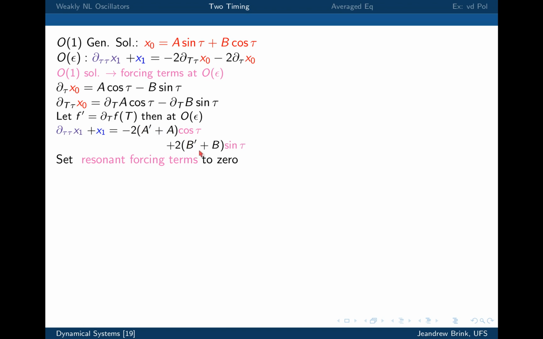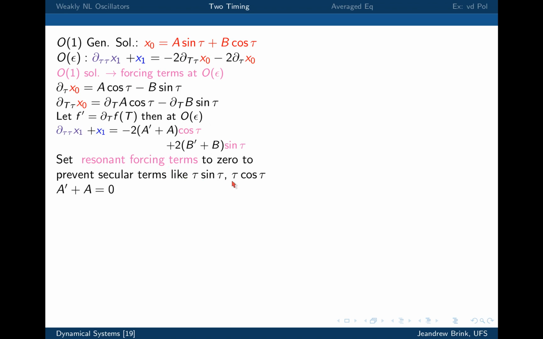And we're going to set b prime plus b equals 0 as well, and that's going to be our criterion for fixing the big B. Okay, so we set the resonant forcing terms to 0 to prevent the secular terms, in other words, terms that have the same frequency as the natural frequency of our oscillator, and so that basically means we don't have these explosive terms occurring.